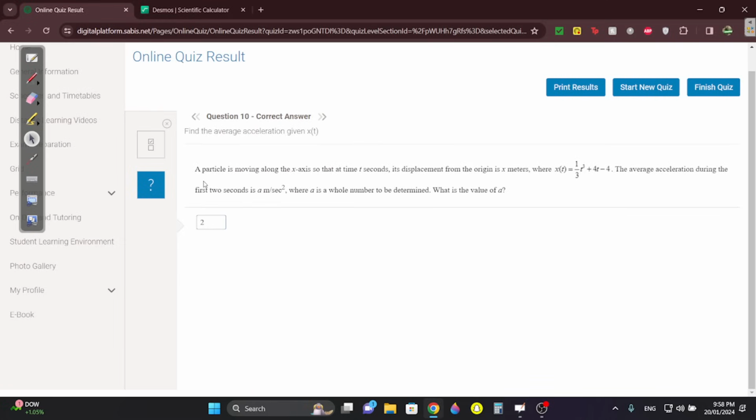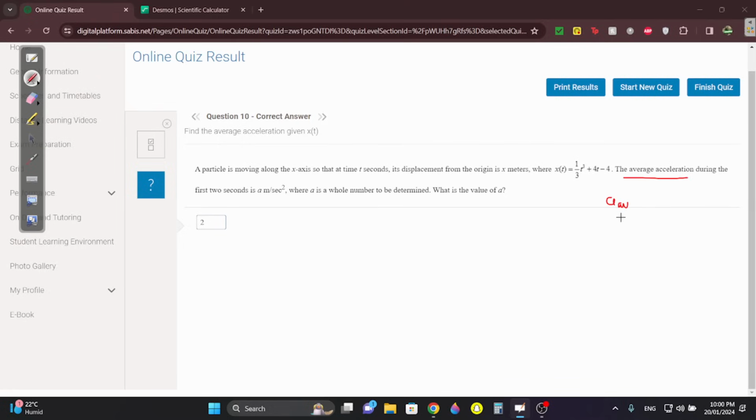Question 10. A particle is moving along the x-axis. They gave us x(t) is 1 over 3 t cubed plus 4t minus 4. They want the average acceleration.